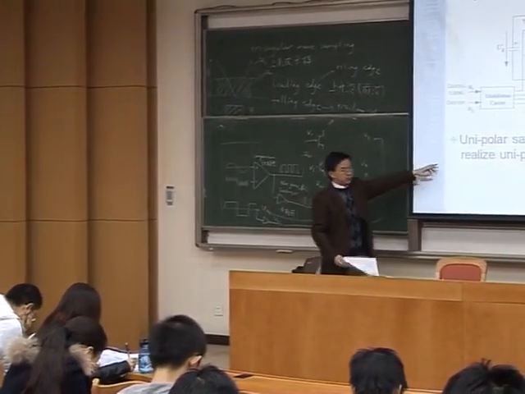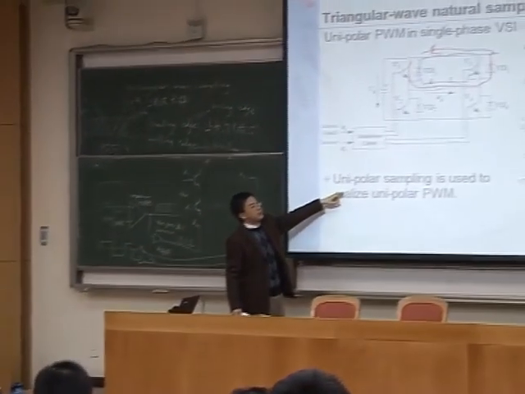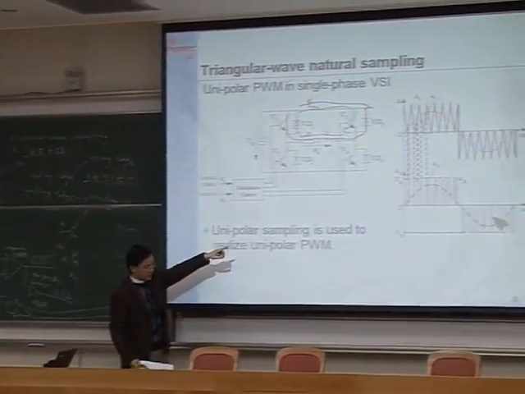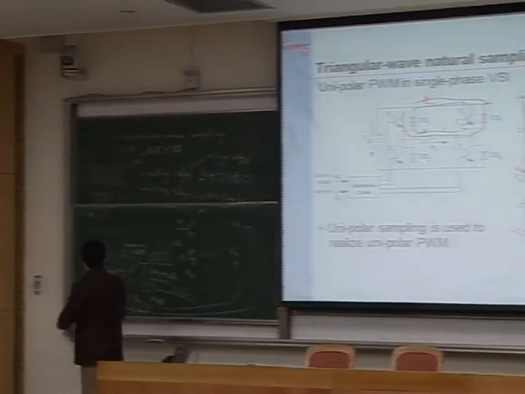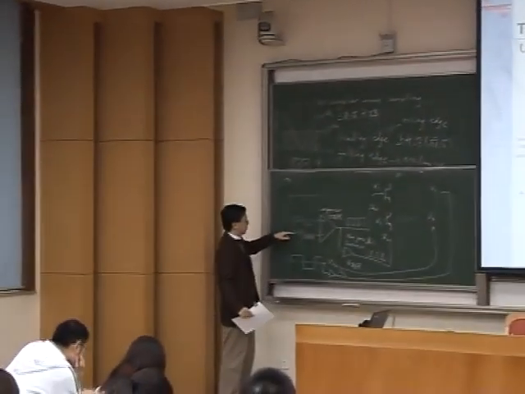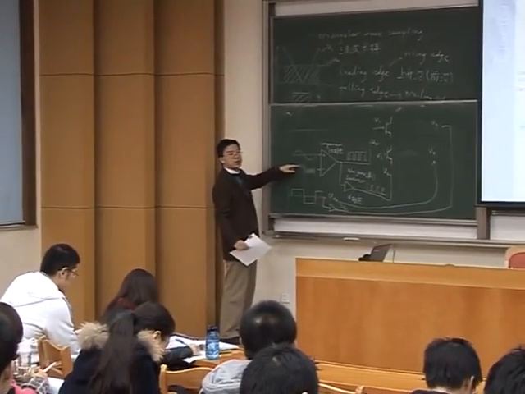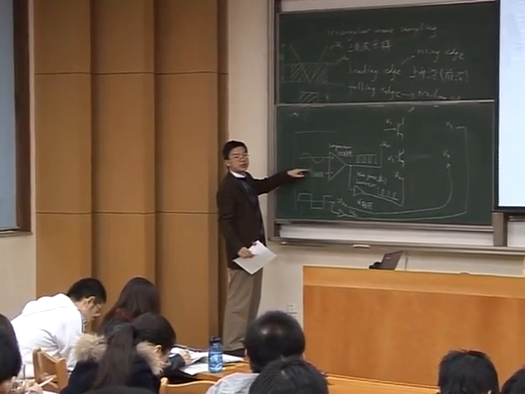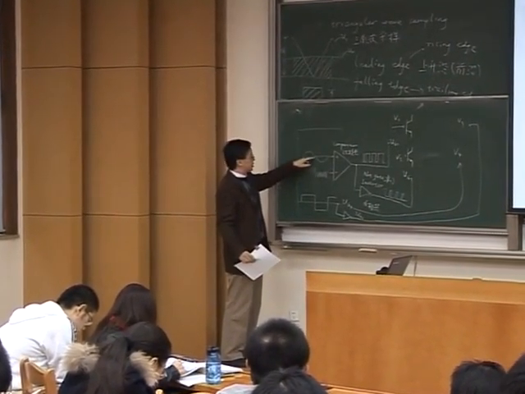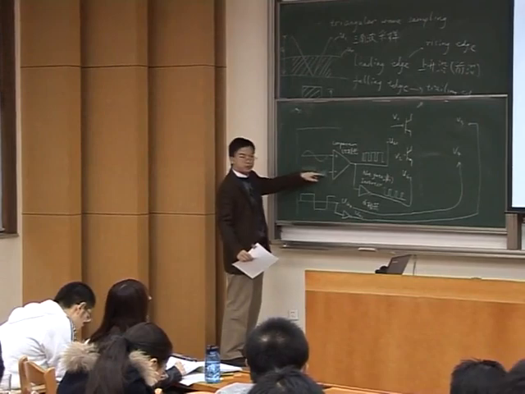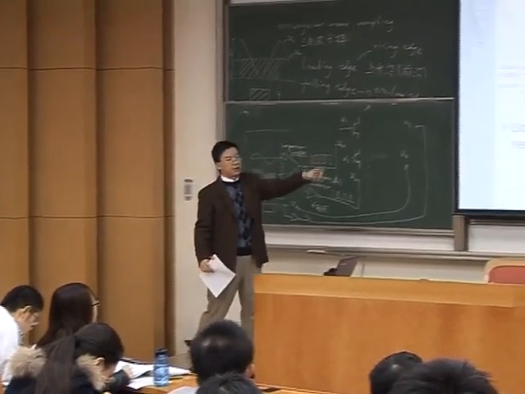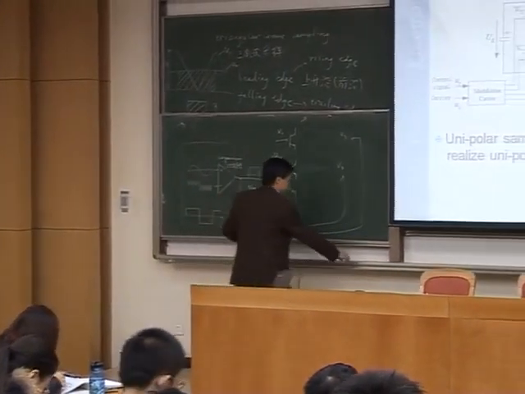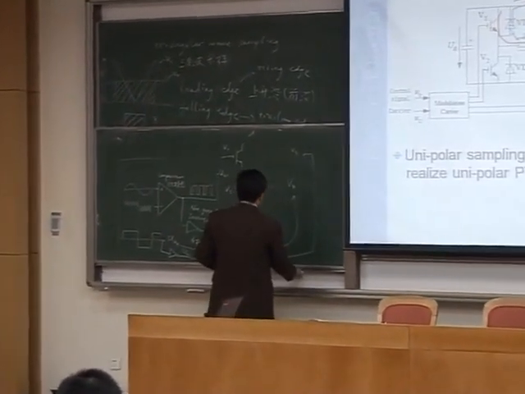And in the end, I have to point out that this sampling technique, that means when the modulating signal is positive, I'm using a positive triangular wave carrier signal. When the modulating signal is negative, I'm also using a negative triangular carrier signal. This technique is also called unipolar sampling.